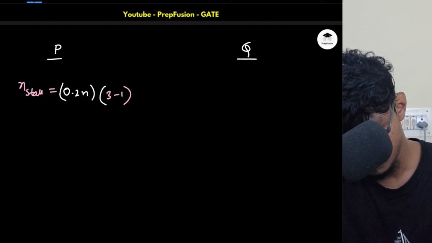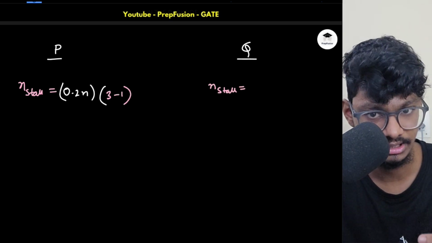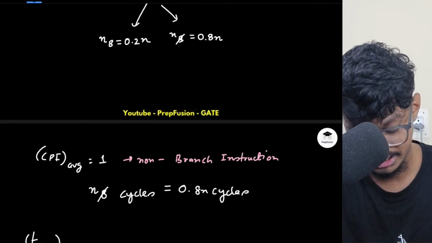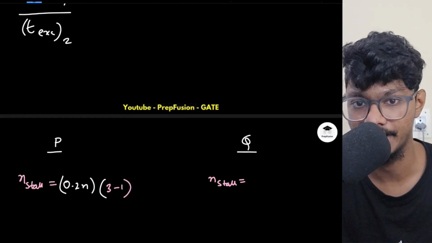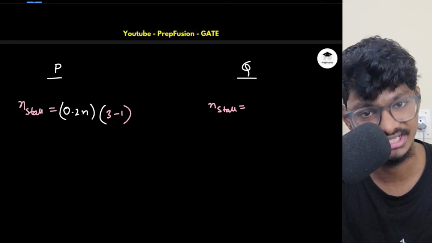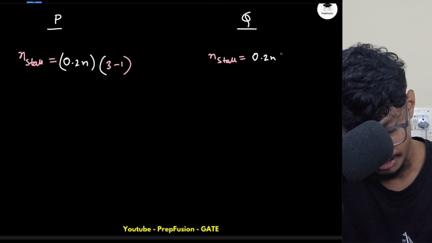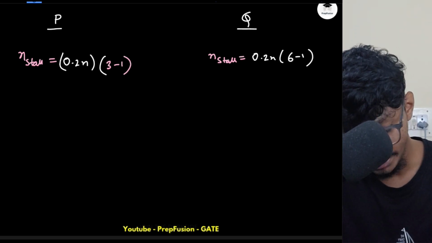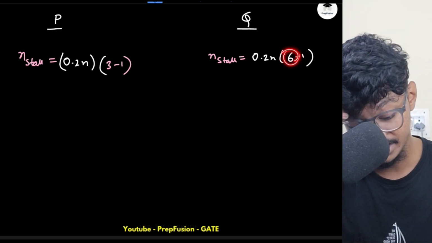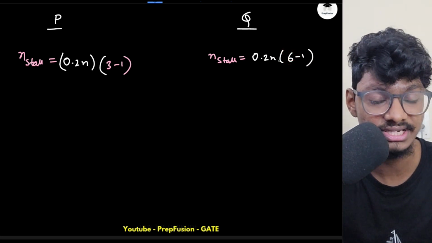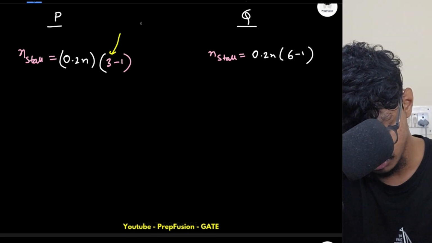In Q system, for one branch instruction, I have to provide 6 minus 1, 5 stall cycles. But for 0.2n branch instructions, I have to provide 0.2n into 6 minus 1. Why am I writing 6 minus 1? To understand the significance that this 6 is the phase where the branch instruction gets evaluated. I am stressing on this point because I know there will be doubt.